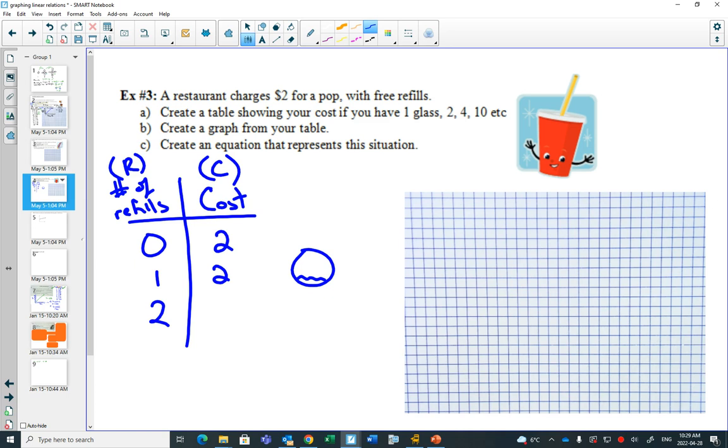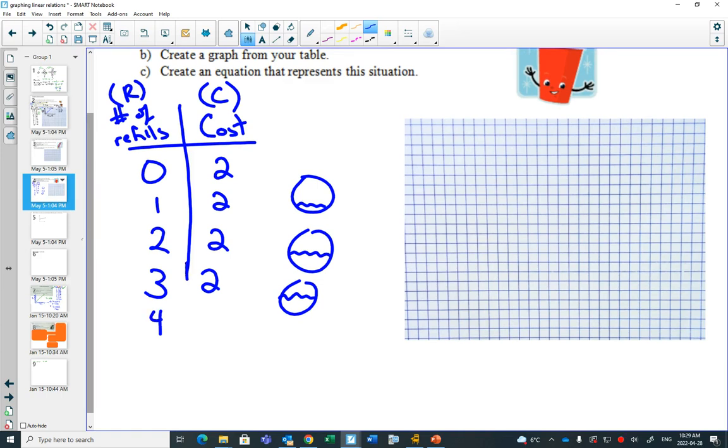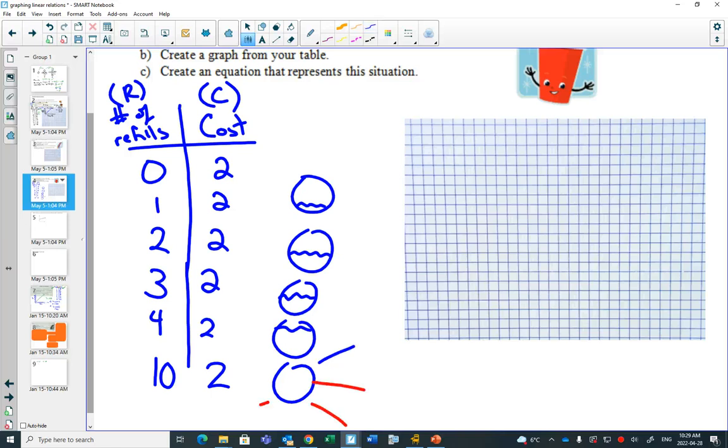Second refill. $2. Diagram of your bladder. Third one. How many? Oh, we have to go up to $2. Diagram of the bladder. Okay. It says we have to do 4. How much is 4 going to cost? $2. Diagram of the bladder. What about 10? $2. Bladder, you probably have gone to, I don't know. Or it's exploded.